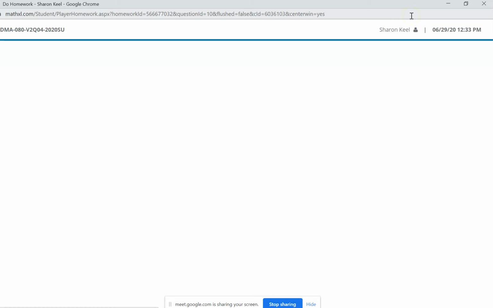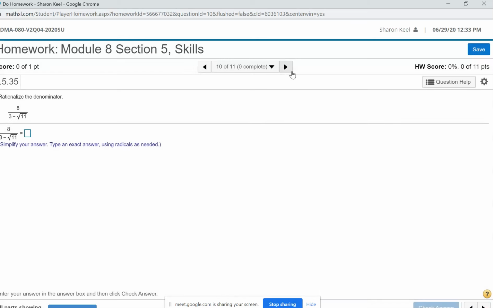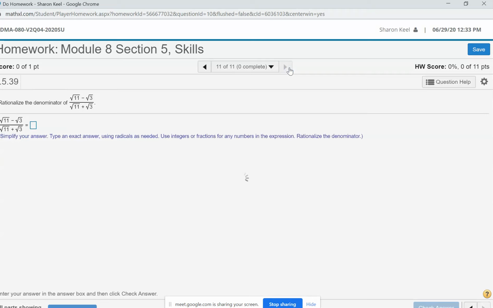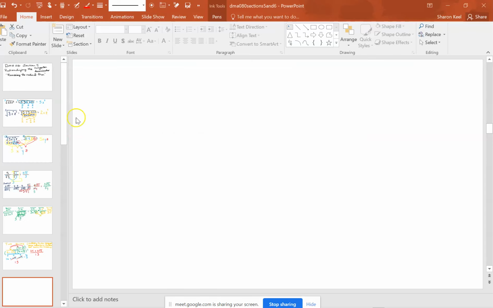So let me find an example of one of those that has both two terms on top and bottom. That's a single term. Okay, here we go. We have square root of 11 and square root of 3 on both top and bottom, with a minus and then a plus. Okay, so that's how the original problem was written.